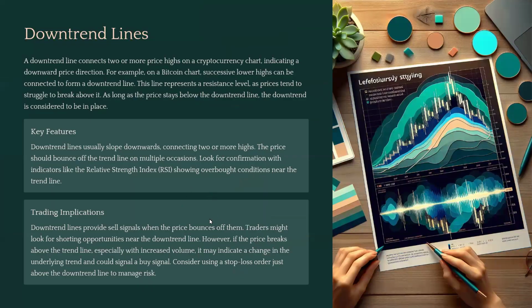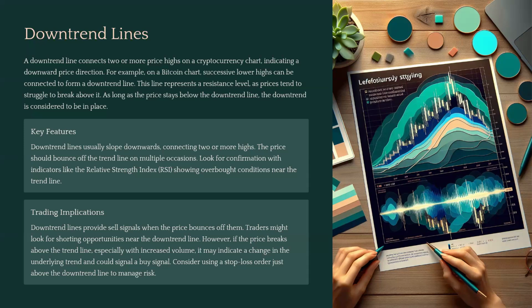So the key feature of a downtrend line is the same, by drawing through two or more price highs on a crypto chart, indicating downward price direction. For example, on a Bitcoin chart, successive lower highs can be connected to form a downtrend. This line also represents the resistance level, as price tends to struggle to break above it. As long as the price stays below the downtrend line, the downtrend is considered to be in place. A downtrend line usually slopes downwards, connecting two or more highs.